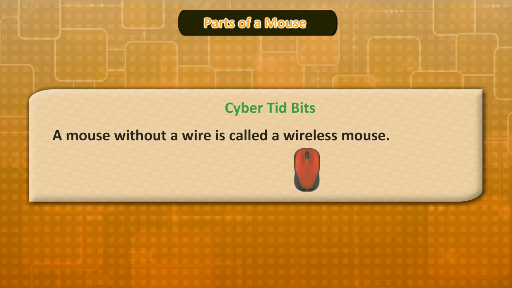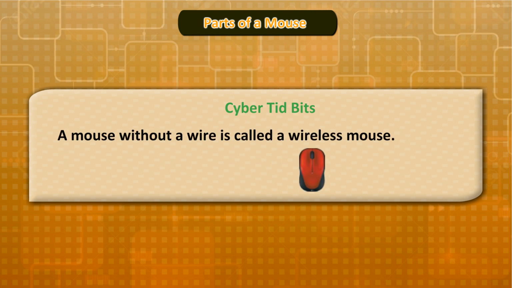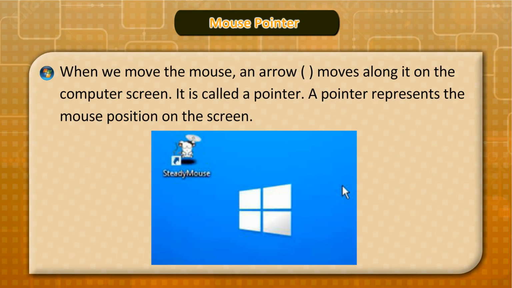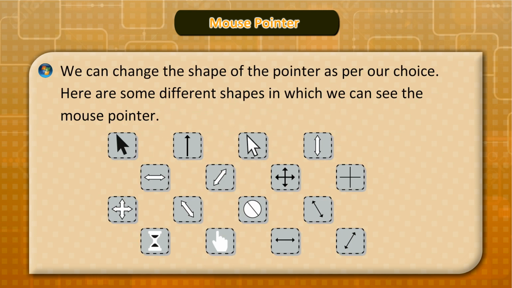Cyber tidbits. A mouse without a wire is called a wireless mouse. Mouse pointer. When we move the mouse, an arrow moves along it on the computer screen. It is called a pointer. A pointer represents the mouse position on the screen. We can change the shape of the pointer as per our choice. Here are some different shapes in which we can see the mouse pointer.